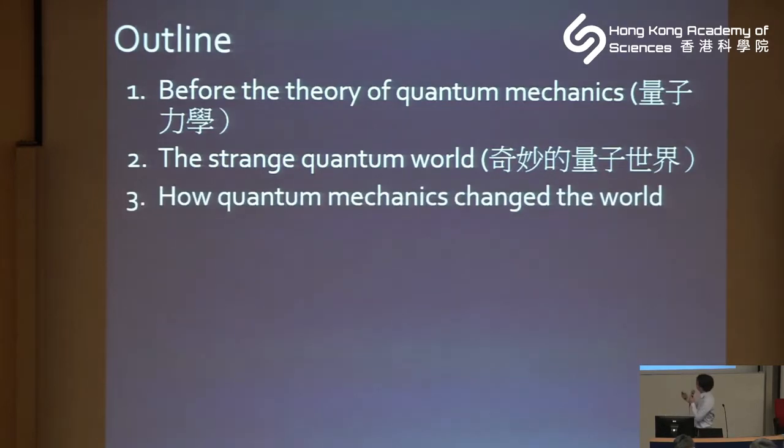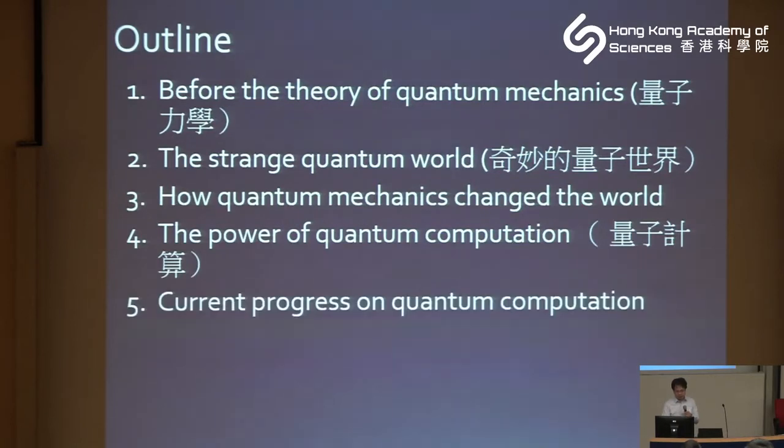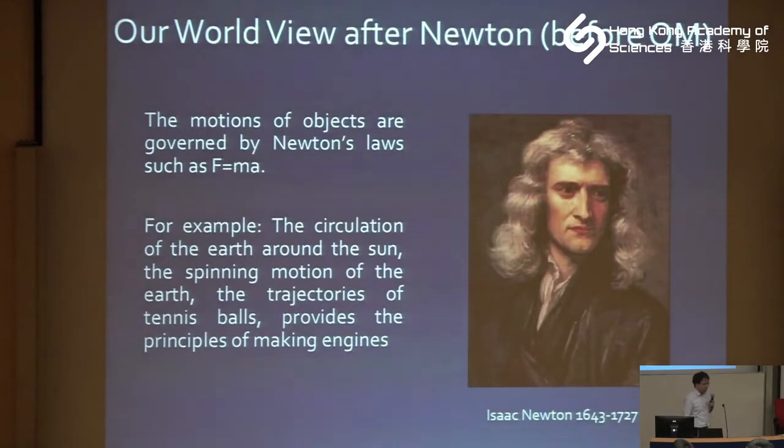First of all, we'll talk about how we looked at this world before we had quantum mechanics. And then I'll talk about some strange properties of the quantum world. There are some very strange things about it. And how, in the past almost 100 years after the formulation of quantum mechanics, it has changed our world. And maybe it will change further in the coming decades. And then I will talk about the power of quantum computation, and then report to you the current progress of quantum computation, and also mention something about what I'm doing, which is related to Microsoft's scheme of building the so-called cooperative quantum computer.